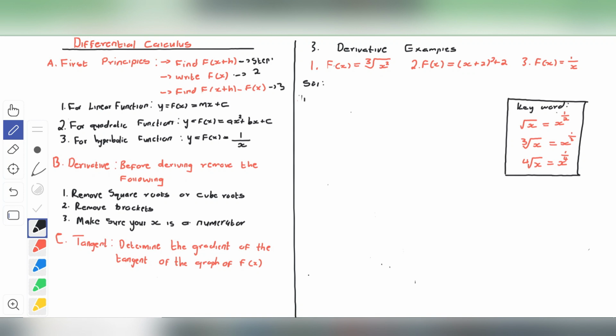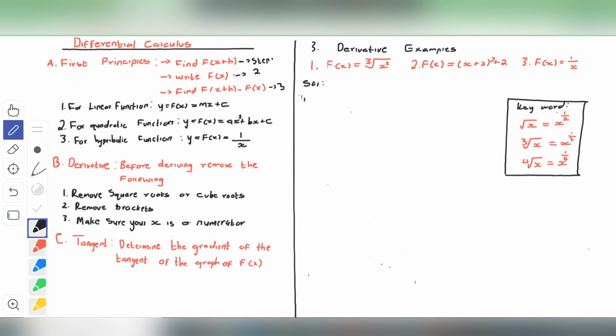So today, like I said, we are going to talk about derivatives, right? There are things that you need to know before deriving. Before deriving, you must remove the following things. What are those things? The first thing is to remove the square roots or the cube roots. In simpler terms, you need to remove the roots. It's either the square root, the cube root, or the fourth root. So whenever you have a square root or any root, you need to remove it. I'll show you how we remove the roots and write them in terms of exponents, right?